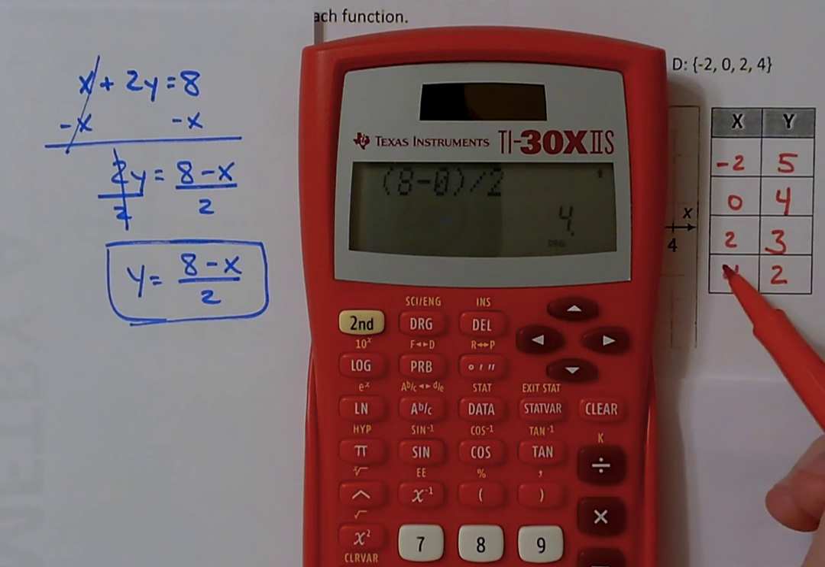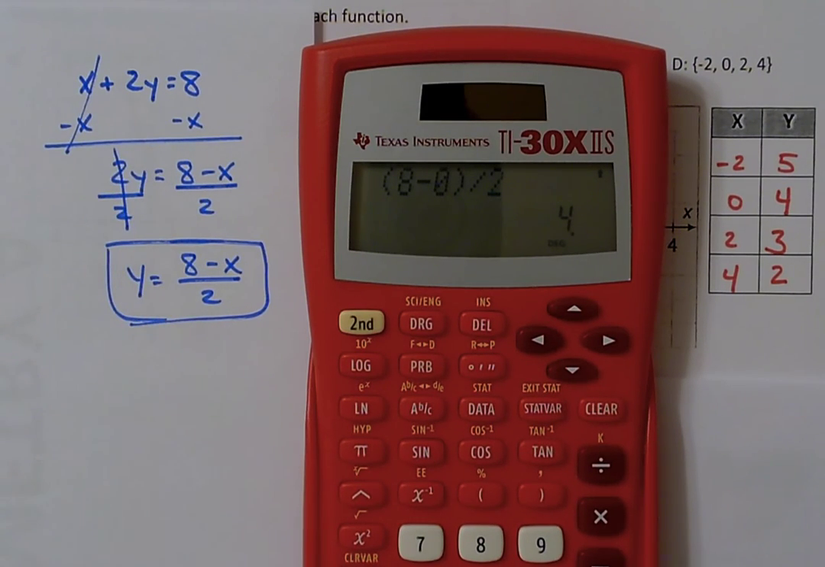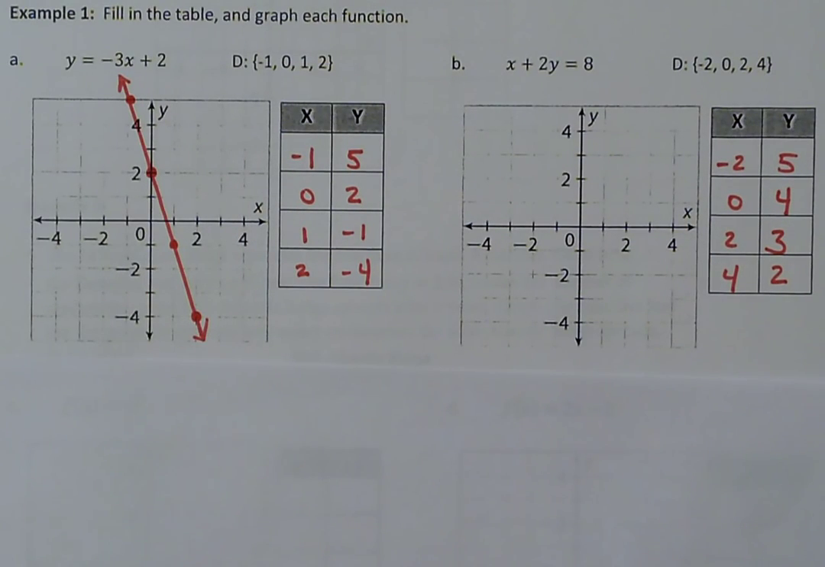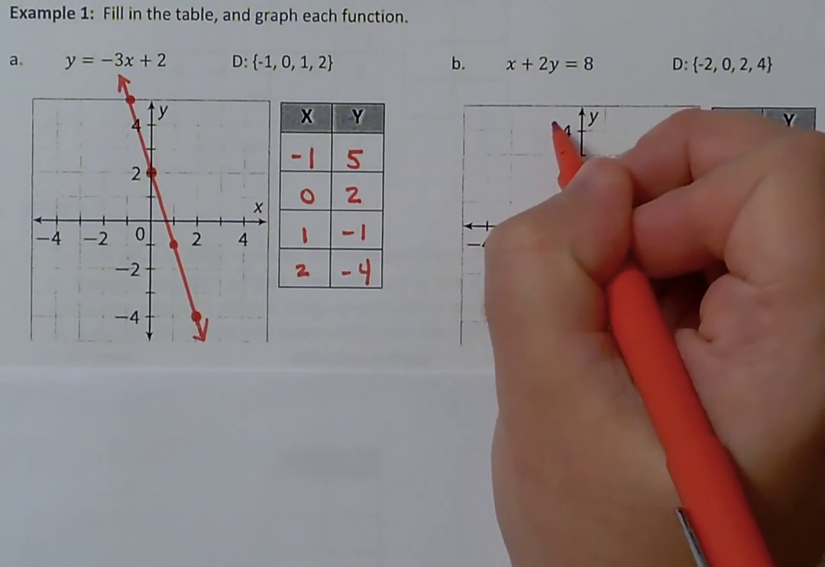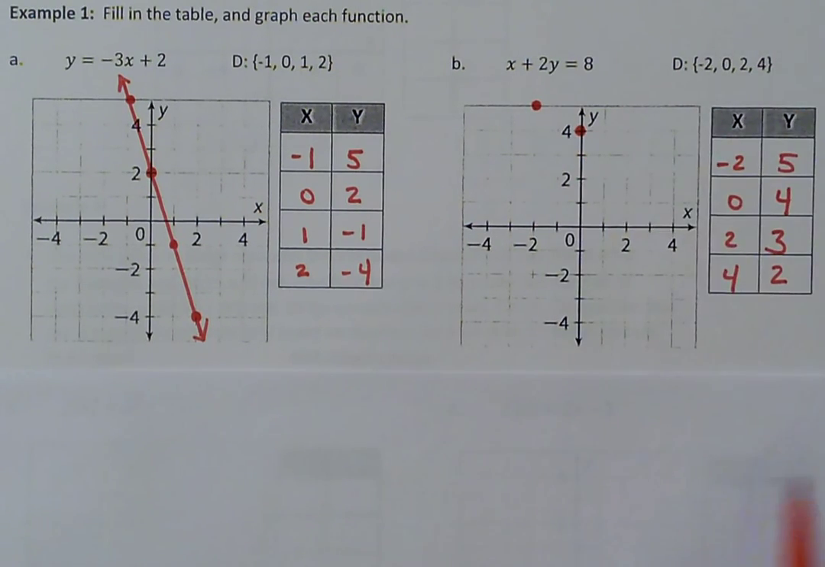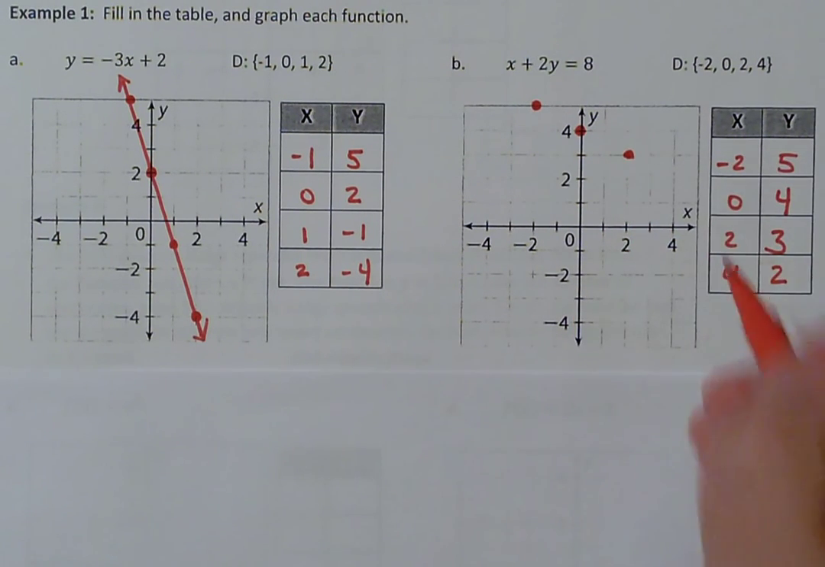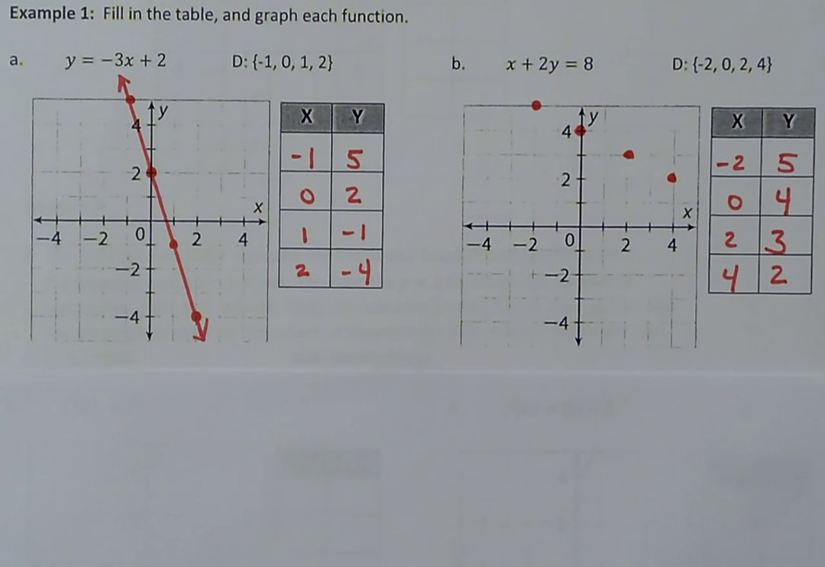You can either just plug these in for x and then go through and solve, or we can solve the equation for y, and then you can plug in all the x values. All right, so I now have all of my points. So we're going to go through and plot my points then. So we have -2, 5, 2, 5. We have 0, 4. We have 2, 3. And then we have 4, 2. So I now have my points based off my table.